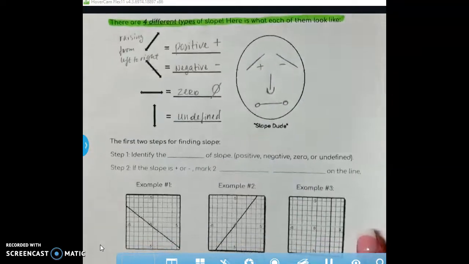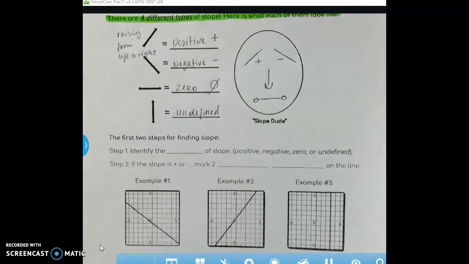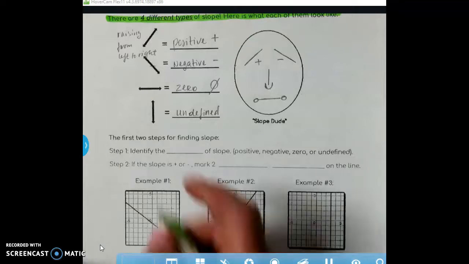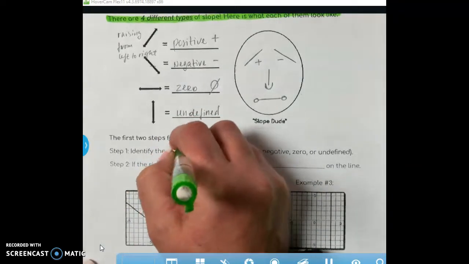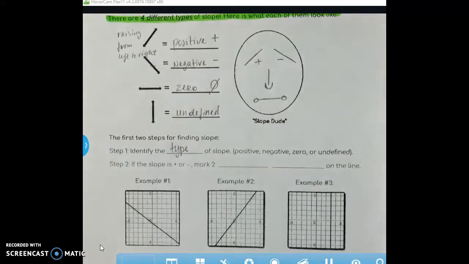We are going to spend a lot of time with our graphs. We're going to be creating graphs and analyzing them. So just a couple of important steps for our analysis. We always have to identify the type of slope. Okay, that should be the first analysis that you really spend time on, because the type of slope will help you to eliminate wrong answers and choose the correct answer.